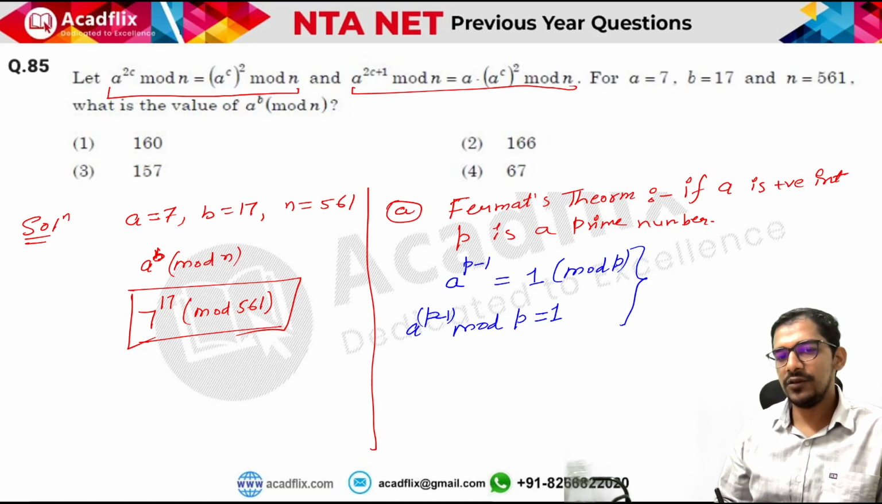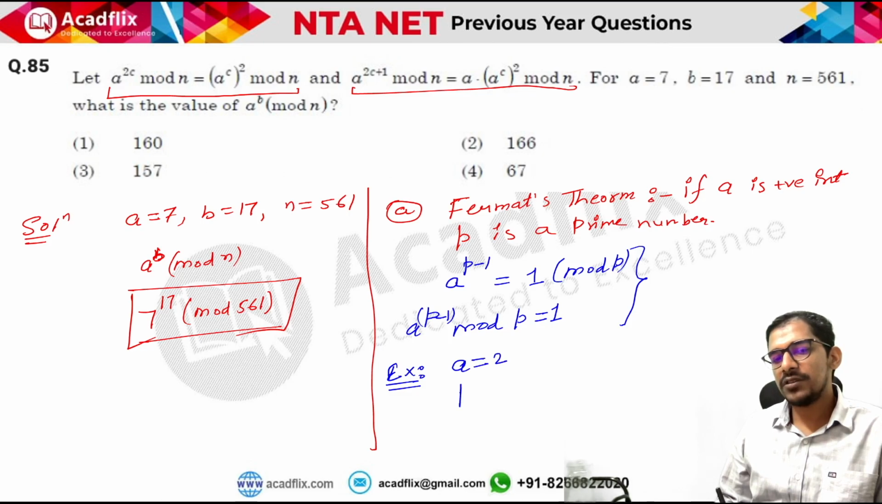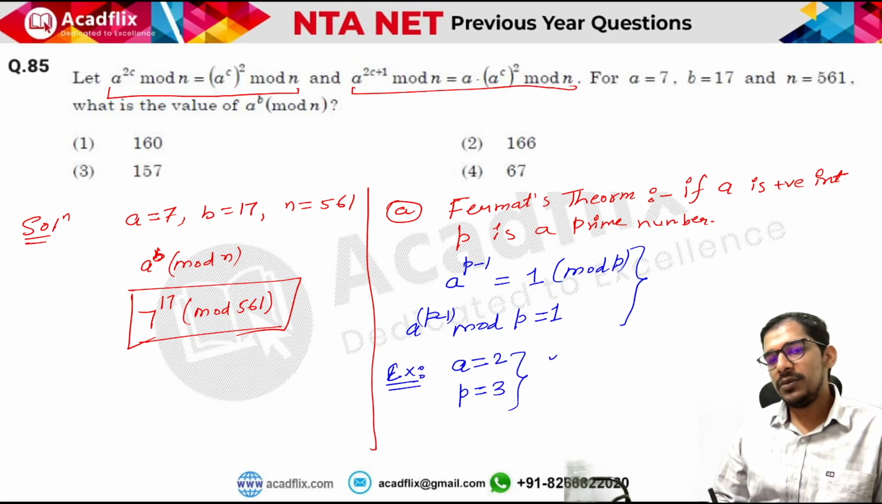They are simply saying that if you take a to the power p minus 1 and divide by p, you will always get 1 as the remainder. You can verify this equation by taking very small numbers. Let's take a as any positive integer and p as a prime number, say 3. So 3 is a prime number, right? Then 2 to the power p minus 1, that is 2 to the power 2, taken mod 3, gives 1 as remainder. You can see 4 divided by 3 gives 1 remainder. 4 mod 3 is 1.